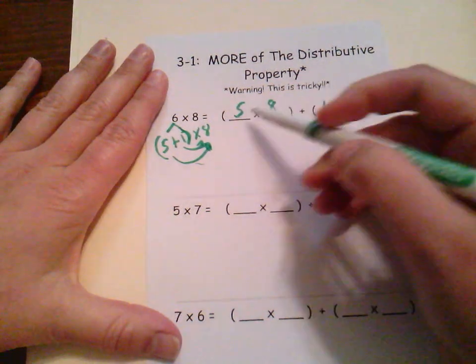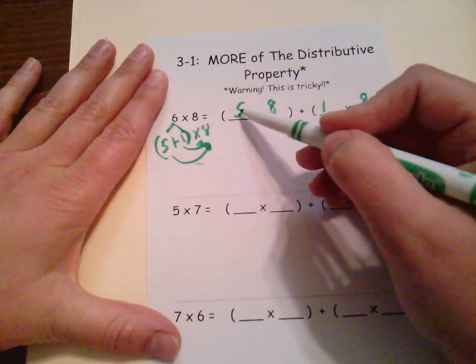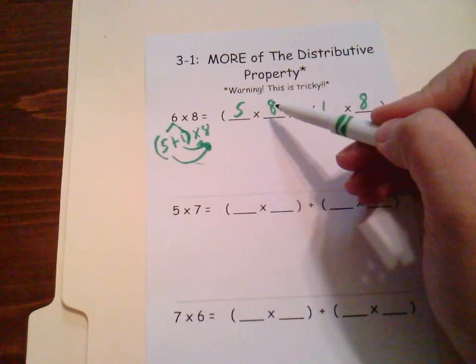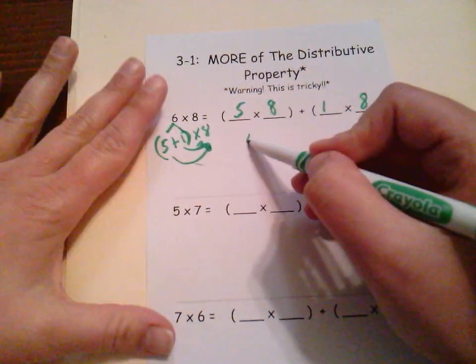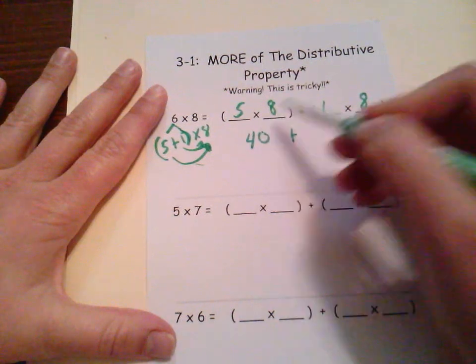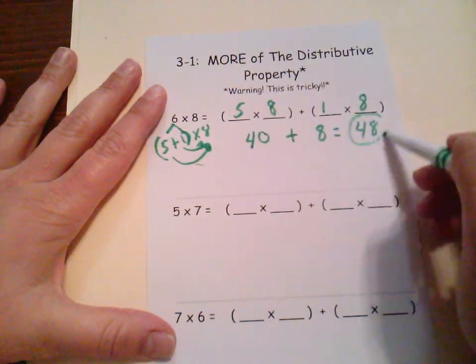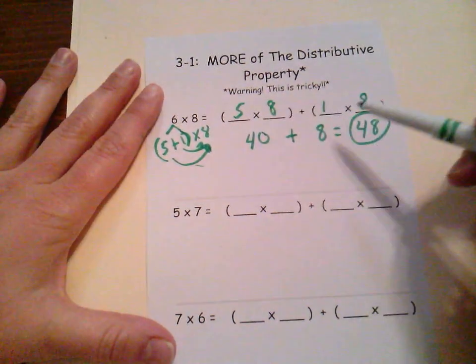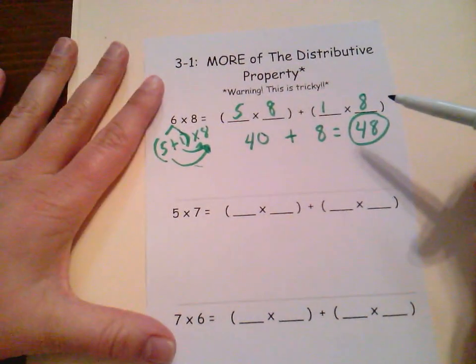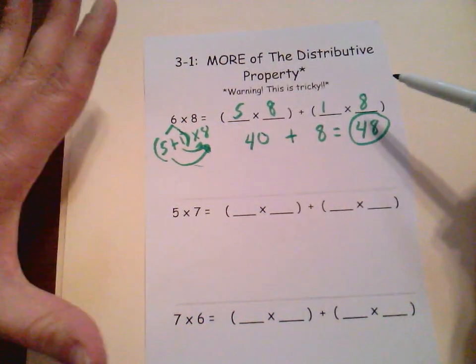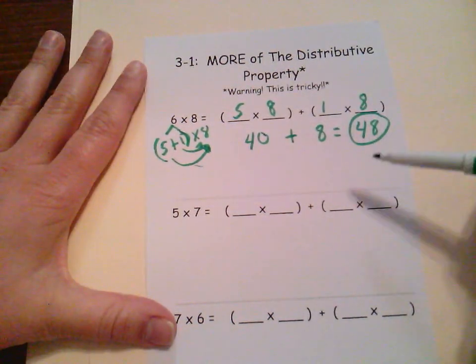And now when I go to solve this, it's really easy for me because I can do 5 times 8. I can just skip count by 5s. 5, 10, 15, 20, 25, 30, 35, 40. And then 1 times 8 is a piece of cake. It's just 8. And I get my total of 48. And this is a more efficient way, more mathematical way than just drawing out a picture or doing my repeated addition. It's a lot fancier and a lot more efficient for me.